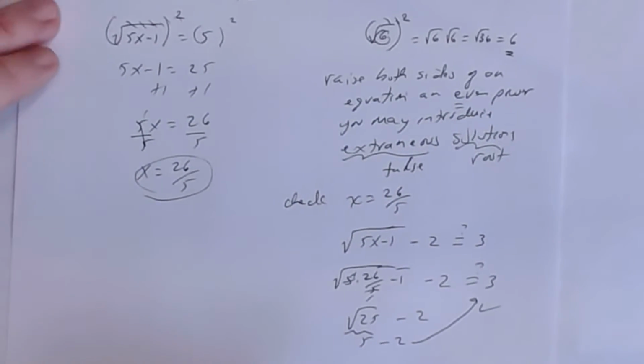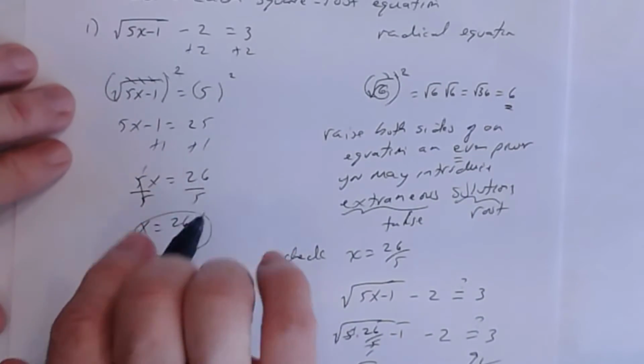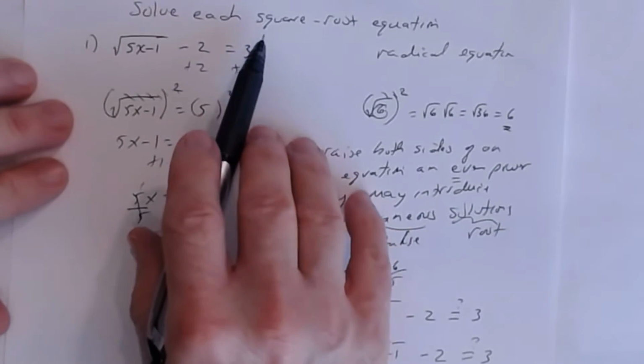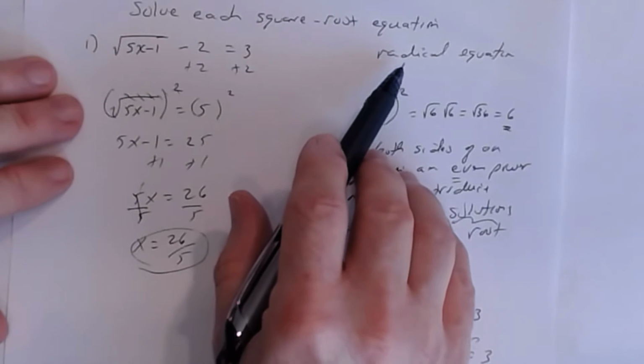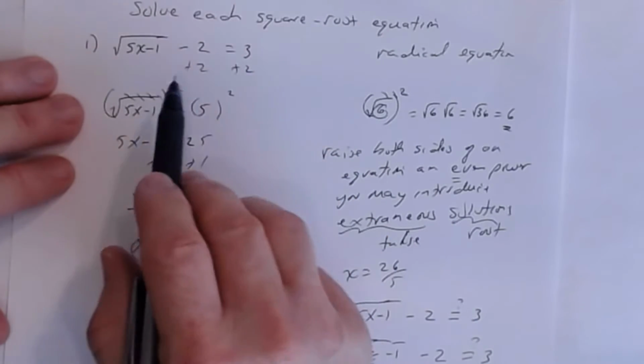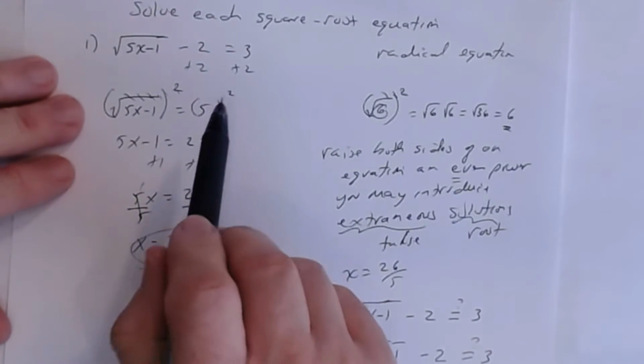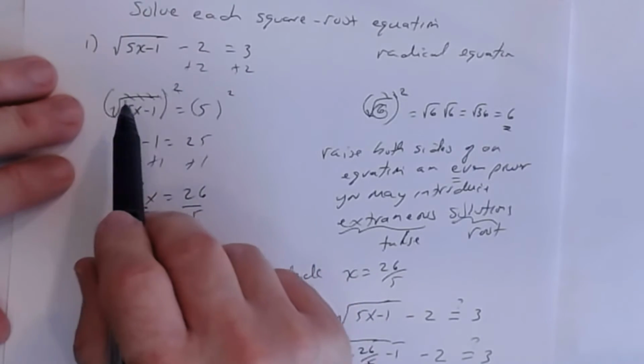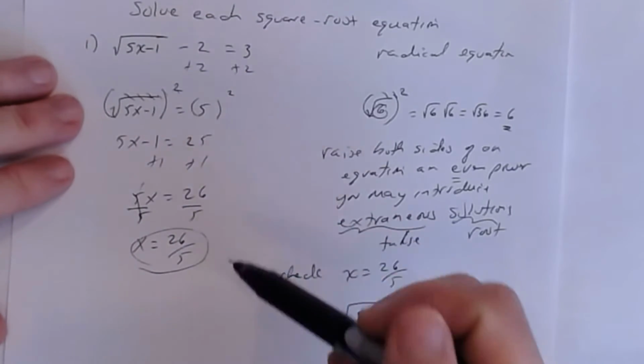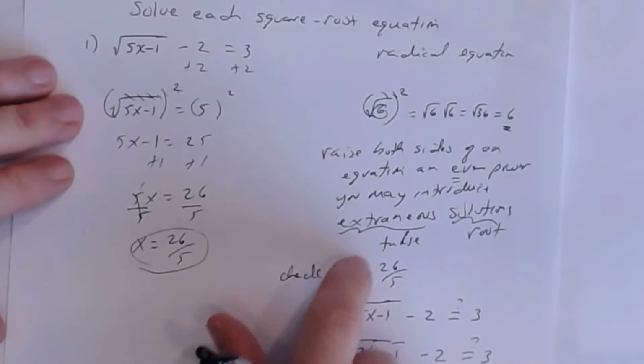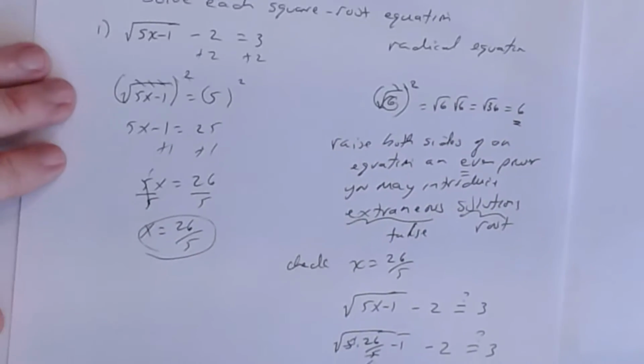All right, so that's number one. So that's how you do these. So the idea is when solving a radical equation, in this case it's a square root, you've got to get the radical by itself, then you raise both sides to a power equal to the index, and then you go from there. If you raise both sides to an even power, you have to check. All right, that was number one.